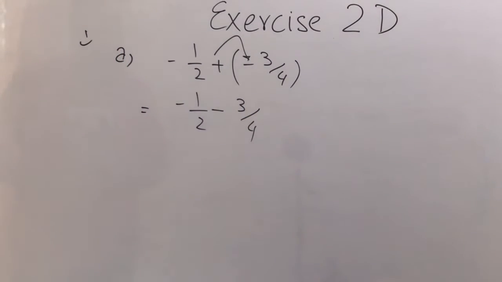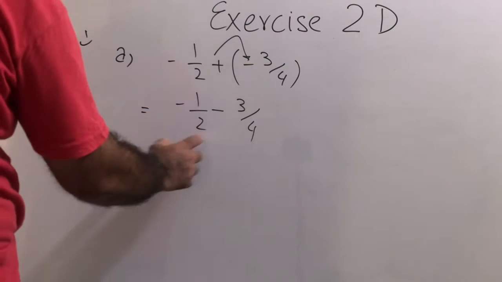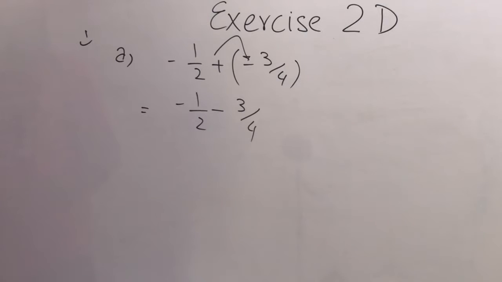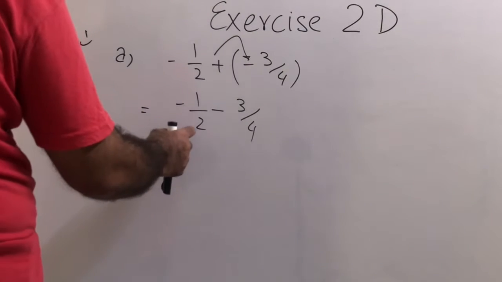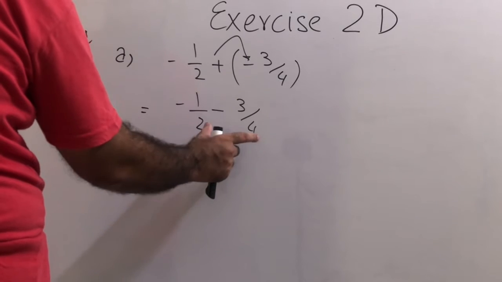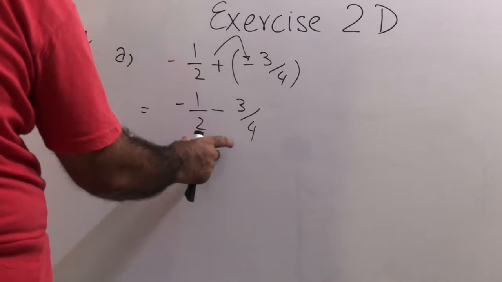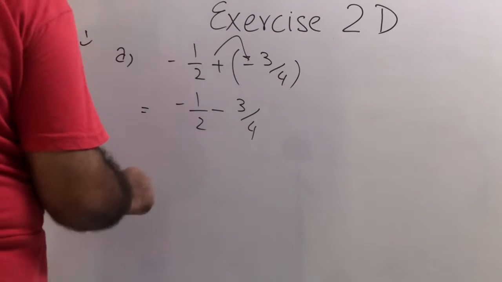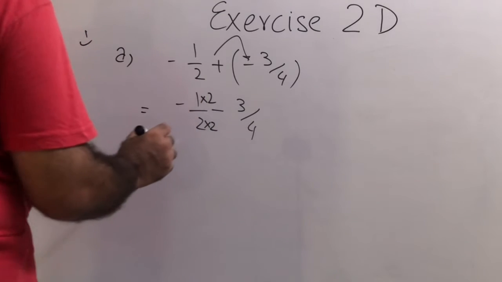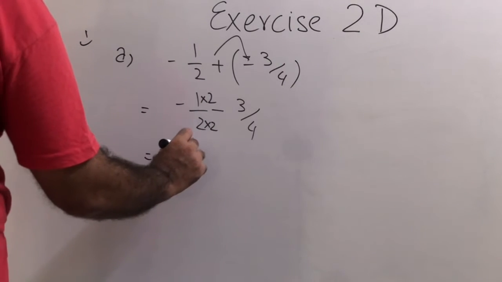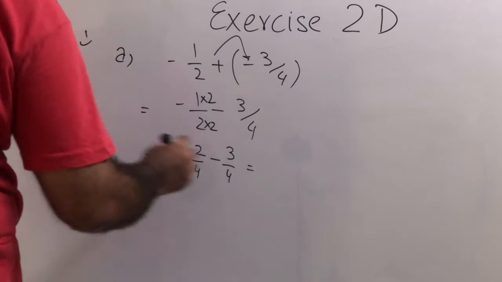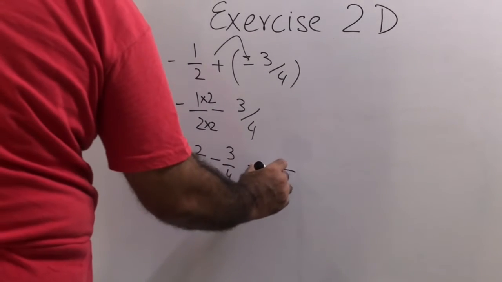The second step is that now we are dealing with fractions, and this is subtraction of fractions. We have learned in the previous class that when we are dealing with the subtraction of fractions, we need to make the denominators equal. This is 4, this is 2. If we multiply this with 2 and also the numerator with 2, now we get minus 2 over 4 minus 3 over 4. Now we have denominators equal. We will write the denominator once.